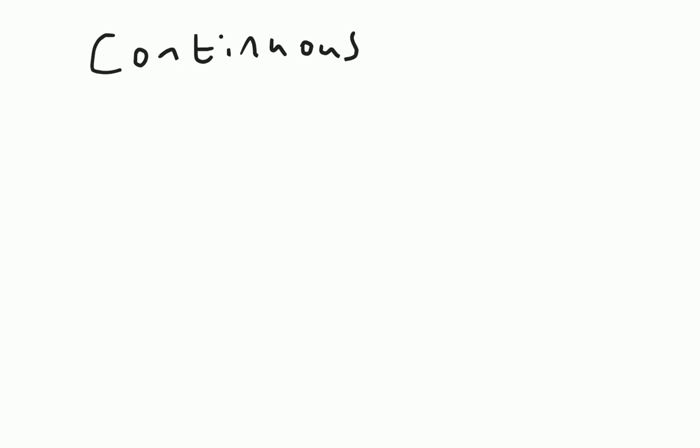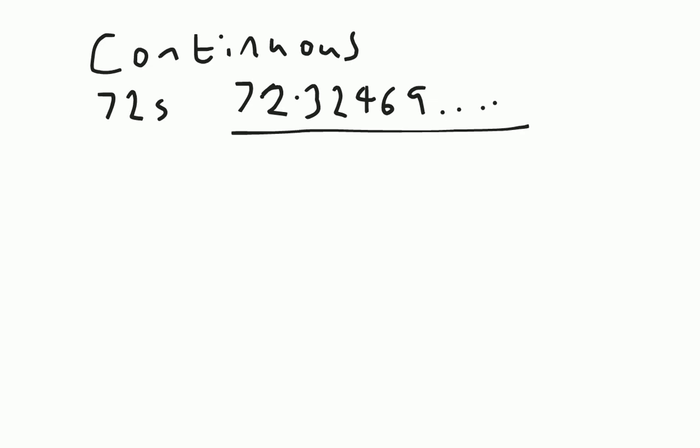What I mean by this is, for example, let's take lap times. If you're timing someone to do a lap of a track, then you could end up with a number like 72 seconds. However, if you're being more accurate, that could be 72.3246 9 and so on. And this number could go on forever, essentially, because of the decimals, and in this case it's definitely continuous data.